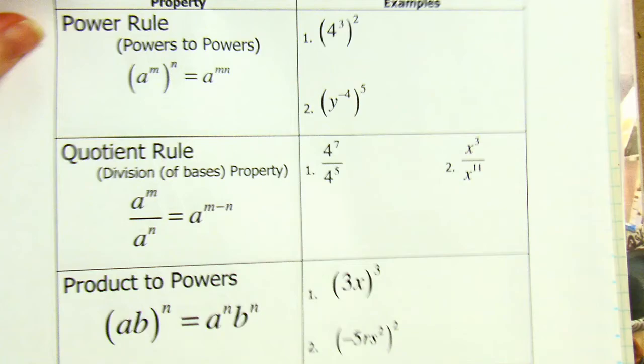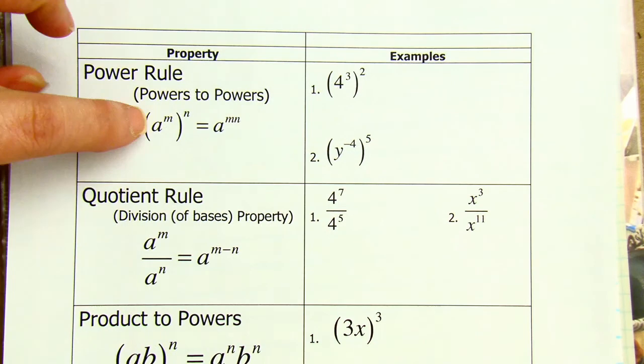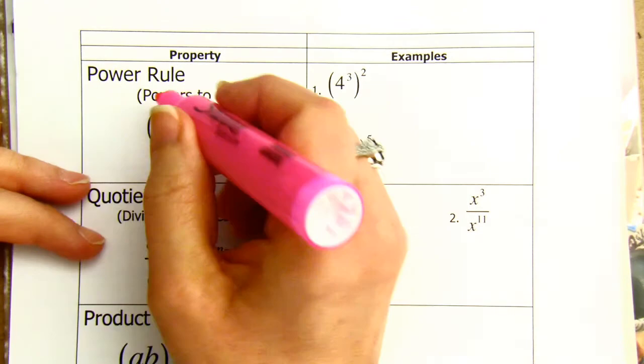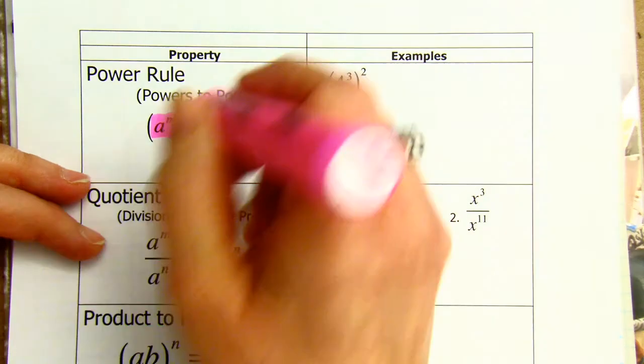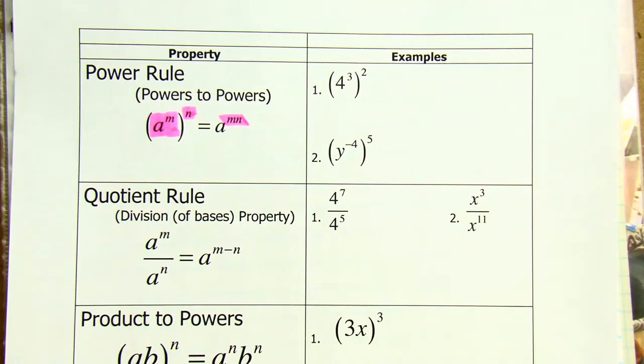All right, the power rule. So we've got powers raised to powers. Notice I have a power on the inside and a power on the outside. So a to the m raised to the n gives us a to the m times n, which is different than when you add them.